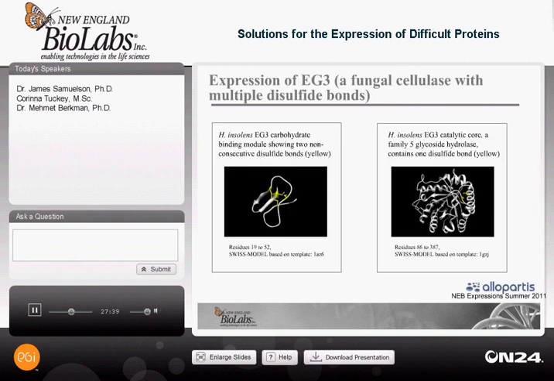My next slide shows the disulfide bonds that are contained in EG3. The left-hand panel is illustrating the 2 non-consecutive disulfide bonds that are found in the carbohydrate binding module of this enzyme. In the right panel, you can see that there is also a disulfide bond in the catalytic core, and they're all shown in yellow in these ribbon structures. And again, I just want to repeat here that this work was done in conjunction with Alapartis Biotechnologies in San Francisco.